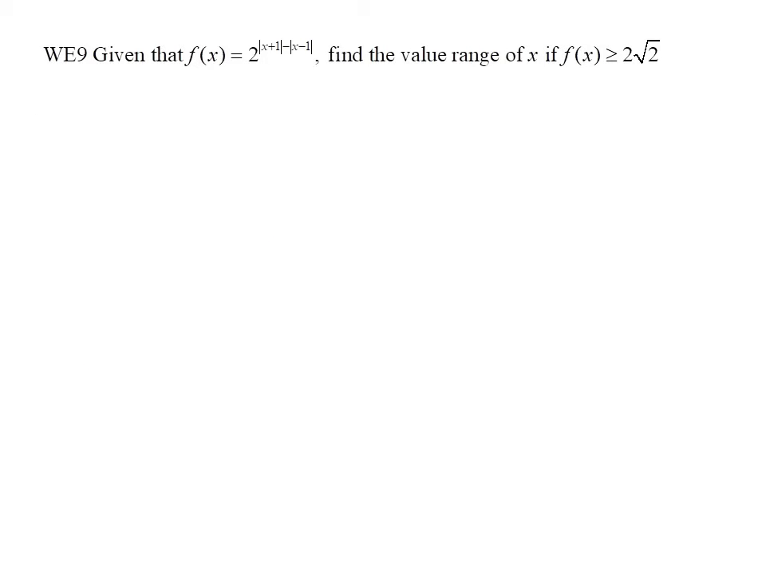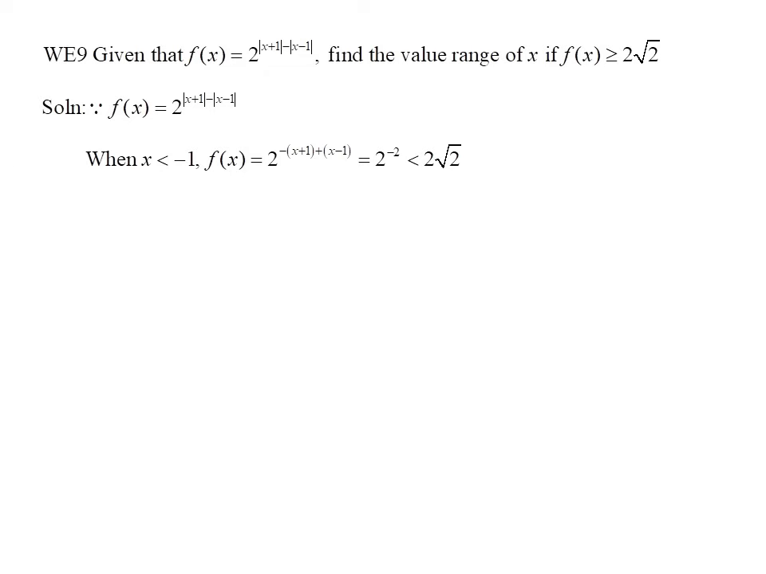The exponential function f(x) in example 9 equals 2 to the modulus of x plus 1 minus modulus of x minus 1. The question is to find the x value range given that f(x) is greater than or equal to 2 square root 2. Since the exponent of function f(x) is expressed in modulus form, we need to discuss different value ranges of x so that we can remove the modulus sign and hence find the x value range accordingly.